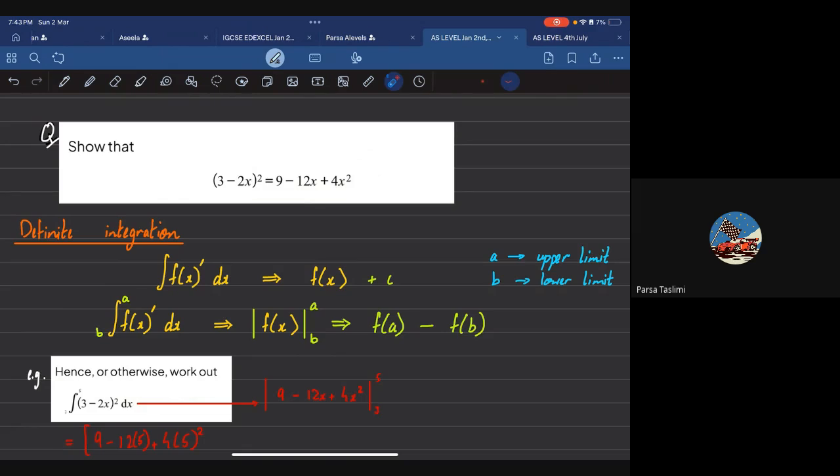This is the previous part of the question. Is that f of x or is that f prime of x? This is f prime. This is f of x. You integrated this guy to give you this guy. Clear? Yeah. All right.